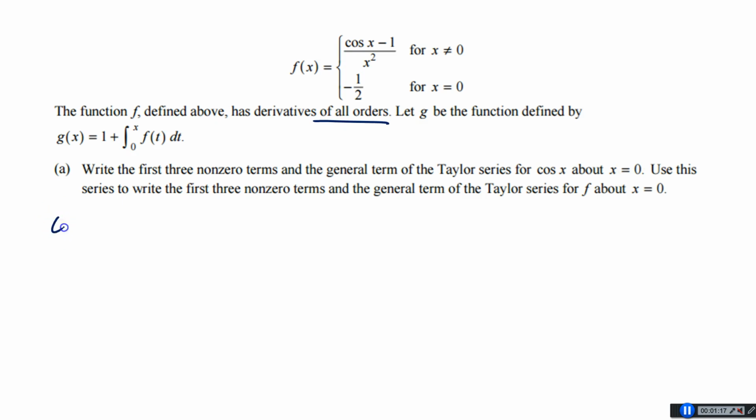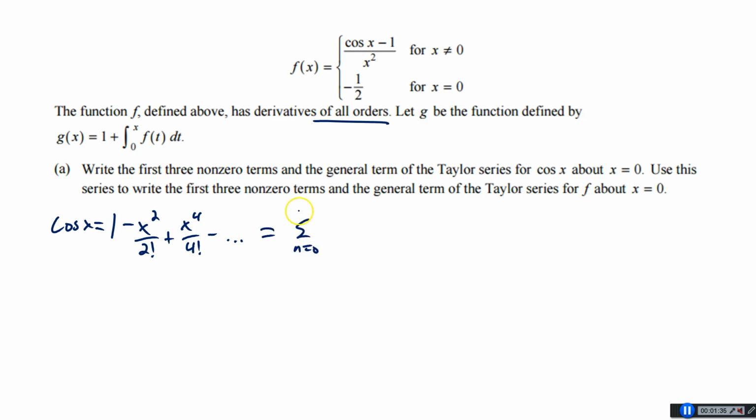So cosine x, remember that's the evens. Cosine x is 1 minus x squared over 2 factorial plus x to the fourth over 4 factorial. They want the first three non-zero terms, so that's enough. So I'm going to do minus dot dot dot. And then the general term, sometimes they'll just add it right there, but I'm just going to do it as a sigma.